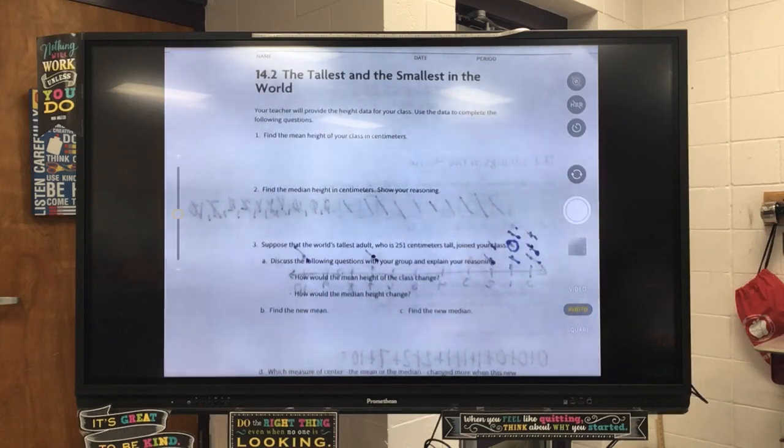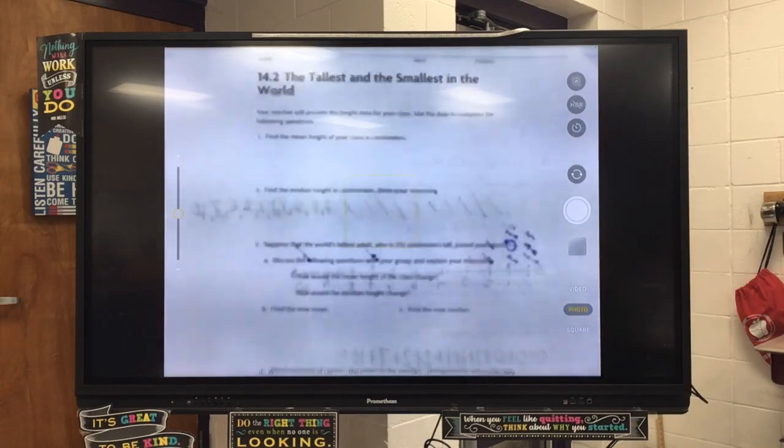Alright, so that is our data. This is the data that we are going to be using to answer the lesson 14 questions. So when it says height, don't be like, Miss Katie, check them out. We're talking about the number of letters in our names. Alright, the very first thing we're going to do is find the mean number of letters in your name for the class.